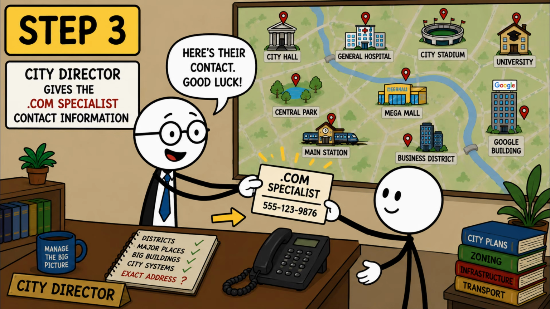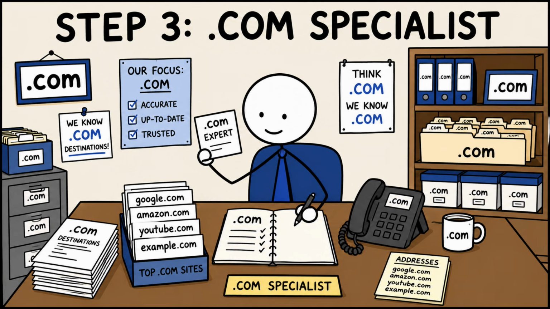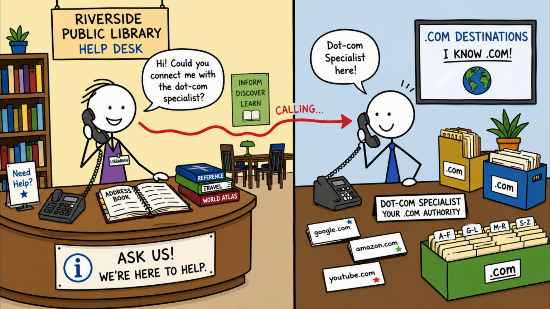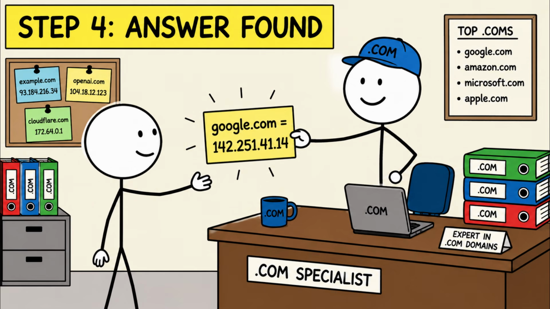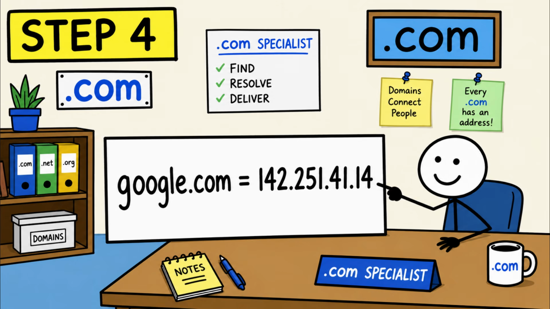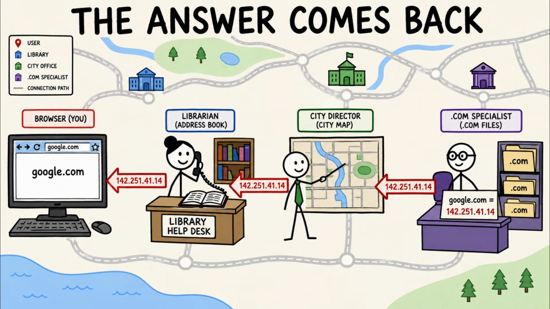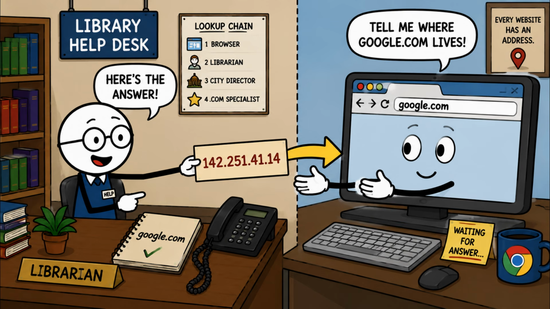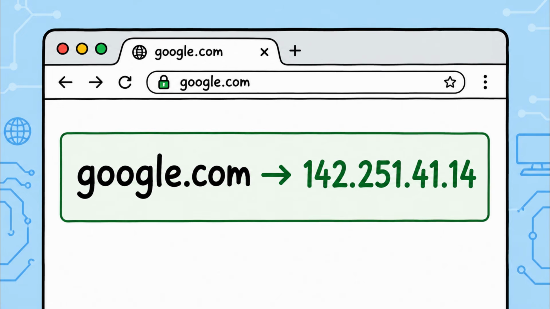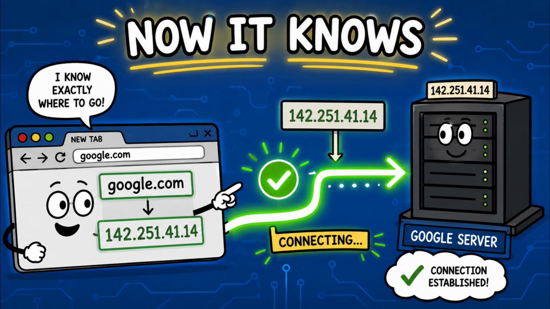Step 3. The city director asks the .com specialist. Now the librarian calls the .com specialist. This is the person who knows the addresses of every single .com website. The .com specialist says, yes, I know google.com. It's at 142.251.41.14. Step 4. The answer comes back. The librarian receives the answer, 142.251.41.14. She tells your browser, Google is at 142.251.41.14. Your browser now knows exactly where to go.